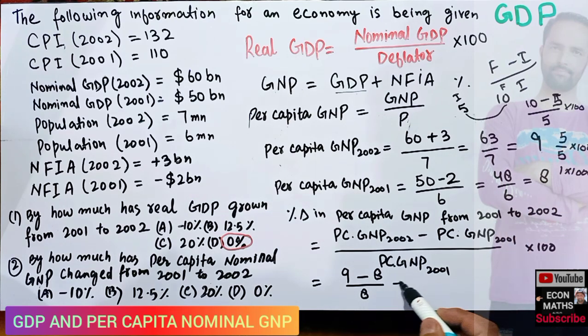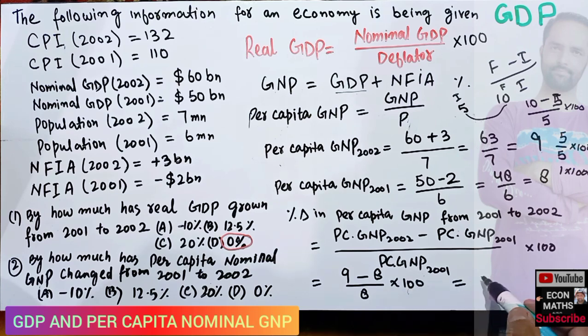So here we get 1 upon 8, into 100. When you calculate, it will come out to be 12.5%. So the per capita nominal GNP changed from 2001 to 2002 by 12.5%. I hope I have made myself clear in this video. Thank you.